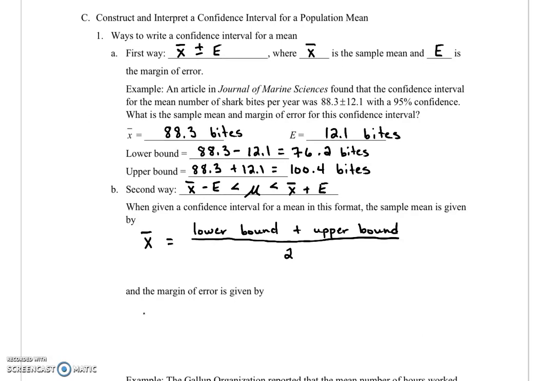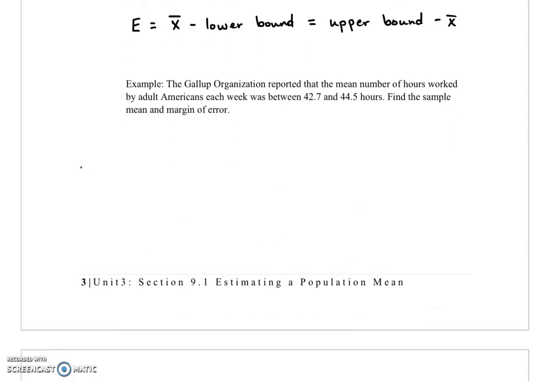And the margin of error can be found two ways. We can take the sample mean and subtract the lower bound, or equivalently, we can take the upper bound and subtract the sample mean. So let's do a couple examples.